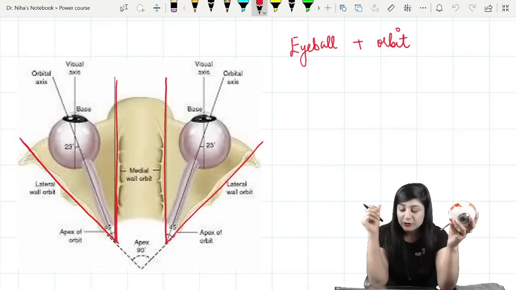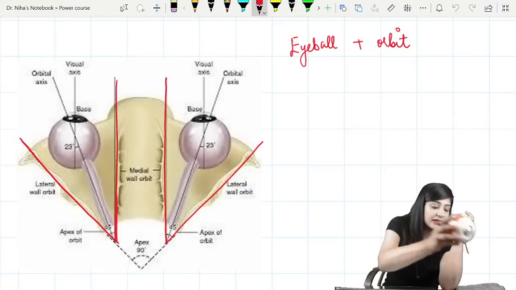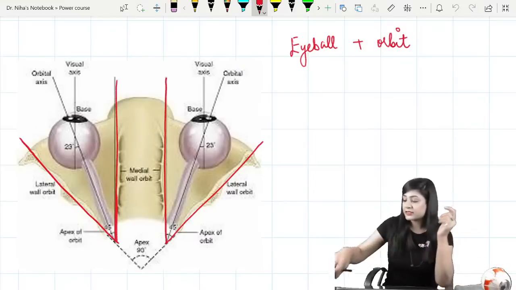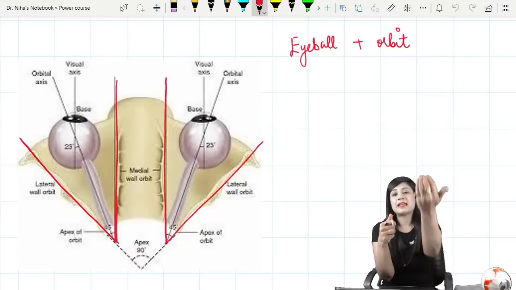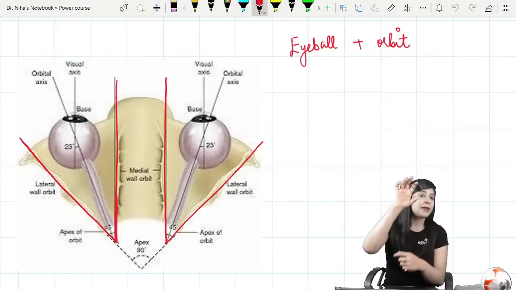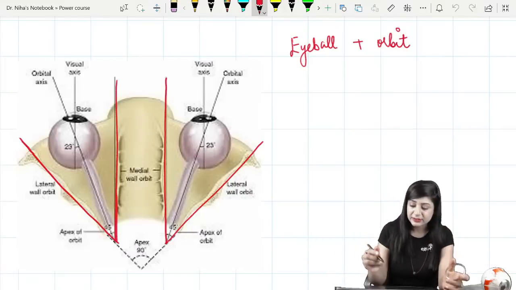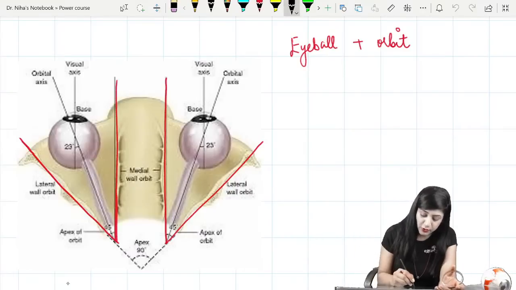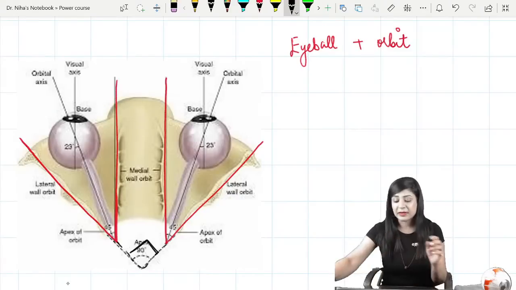Okay. Now see this. This is the eyeball which is present inside the orbital cavity. Okay. So it is something like this. The orbits are pyramidal and they contain the eyeball in the front. So apex is behind, base is anteriorly, and in the base we have this eyeball. Okay. Now if you look at these lateral walls, when you are joining them backwards, the angle is 90 degree. They are perpendicular.